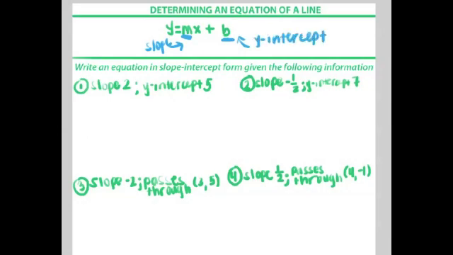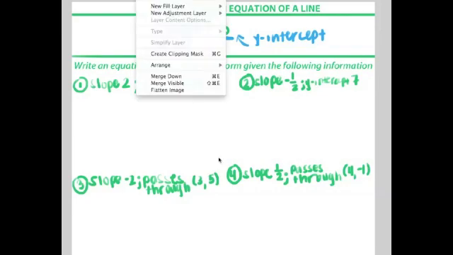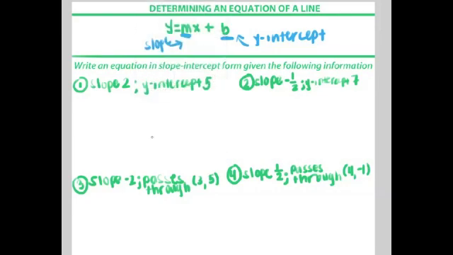So let's start looking at this and let's look at number one. So in number one, the directions are to write an equation in slope-intercept form given the following information. I tell you that the slope is 2 and the y-intercept is 5. So remember the equation I'm aiming for is y equals mx plus b, and I need to fill in something in the end for m and b.